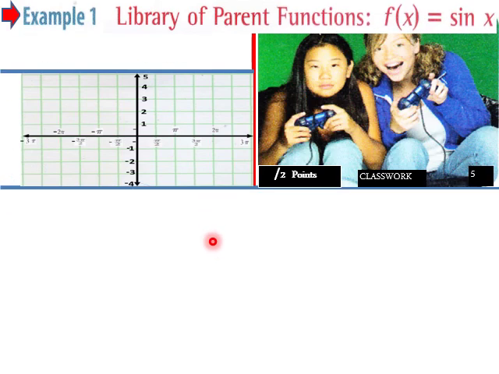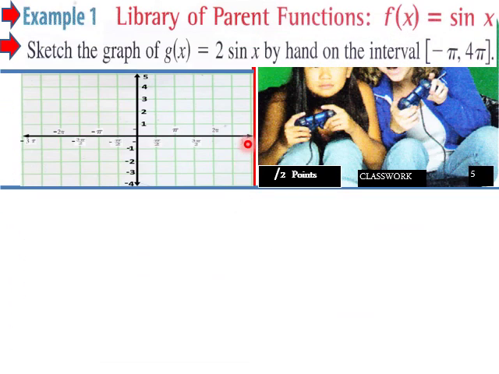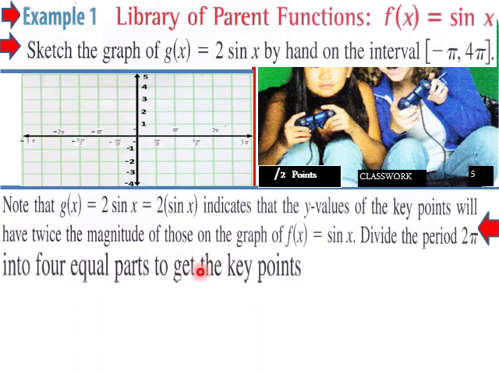Okay, so let's try an example here. Library of parent functions, y equals sine x. Sketch the graph of g of x equals 2 sine x by hand on the interval of negative pi to 4 pi. So negative pi and then 4 pi will be over here somewhere. So note that g of x equals 2 sine x, in which case the y values of the key points will have twice the magnitude of those on the graph of y equals sine x. So this 2 here will change that.